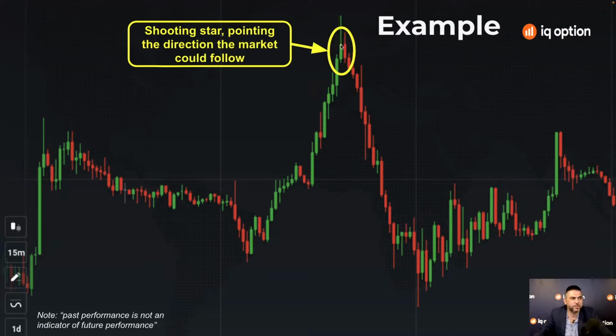So the shadow needs to be 2 times bigger than the body for it to be considered a shooting star. And as a result, it is a bearish pattern. And that's exactly what happens. Look at that massive drop back down, all the way down to there.